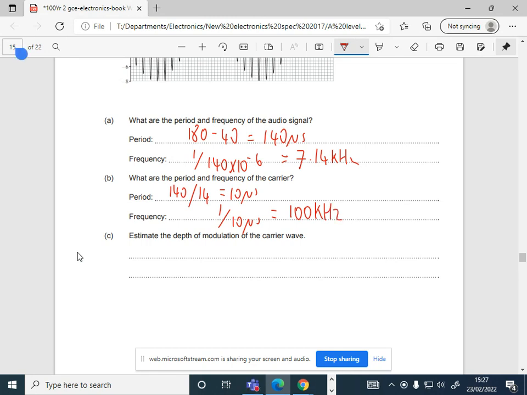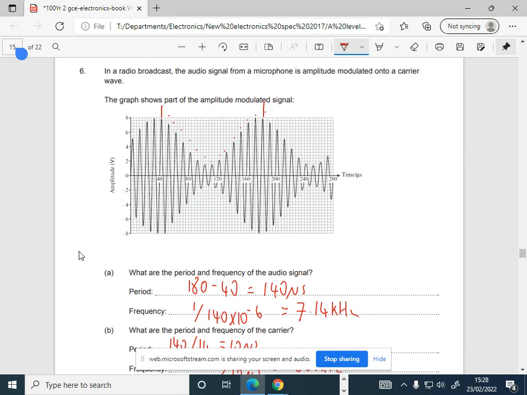Yeah? Depth of modulation, B over A times 100. Let's have a look where we can find these two values. So where are we going from? About 1.7 up to the peak of 8 volts. So what's the difference between those two? 8 minus 1.7 is that, divided by your 2 is that. So 3.15, about 3.15 volts is the halfway point.